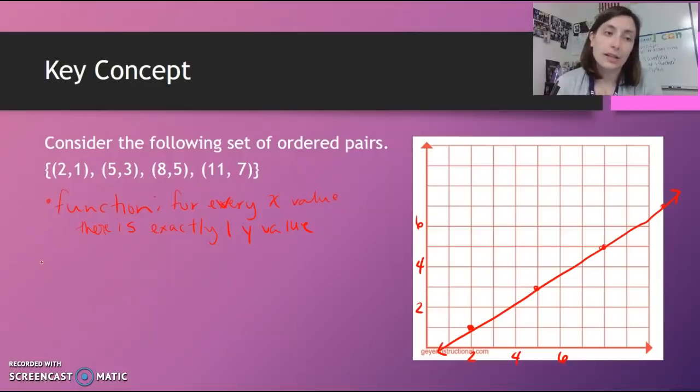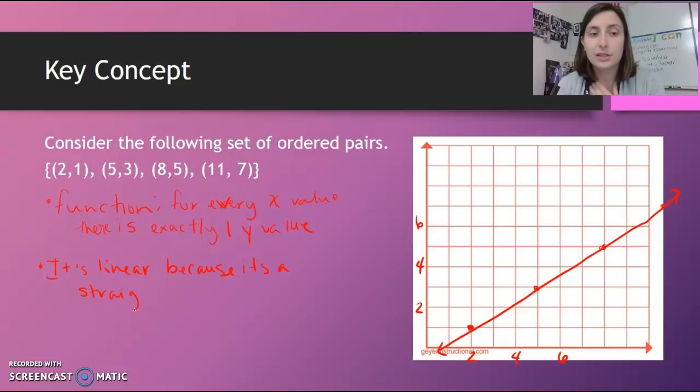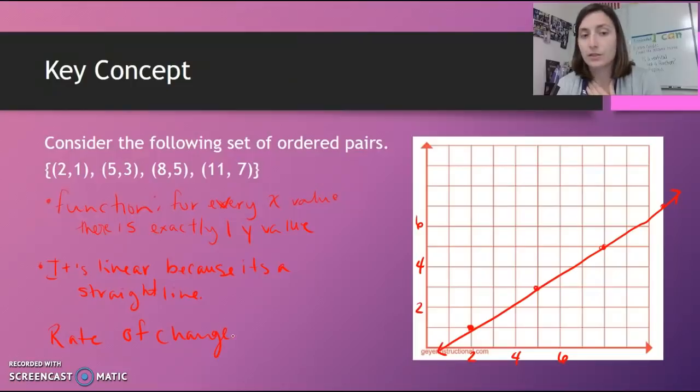Now, I know this is linear because it's a straight line. And the other reason I would know is because I can find a rate of change. I can find a slope. So rate of change. And so I would find that.